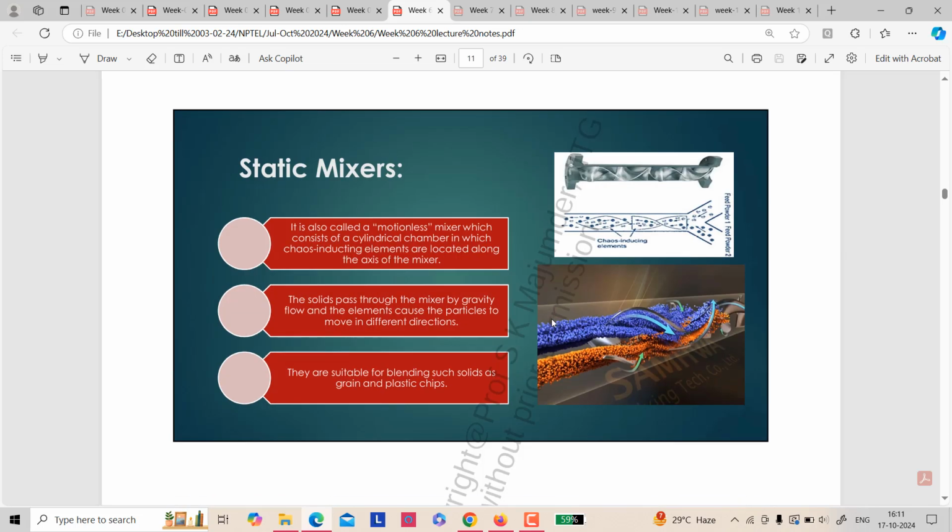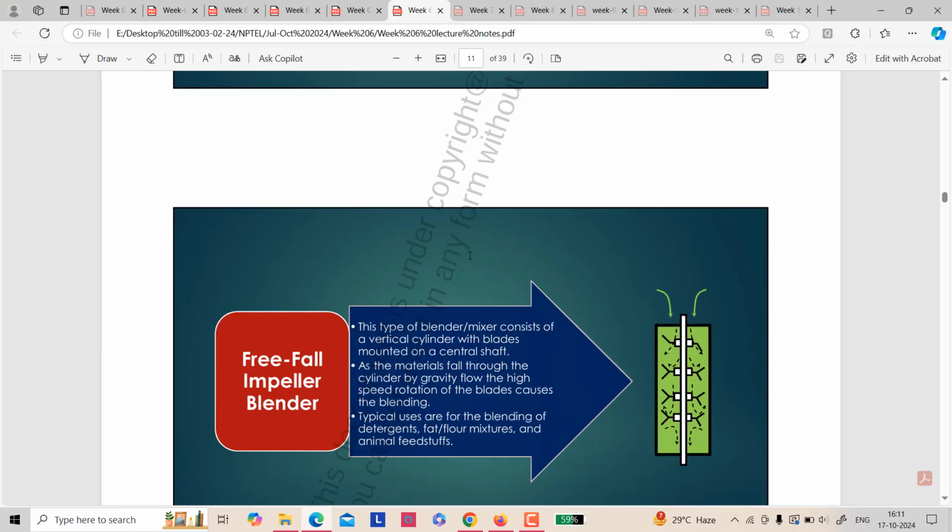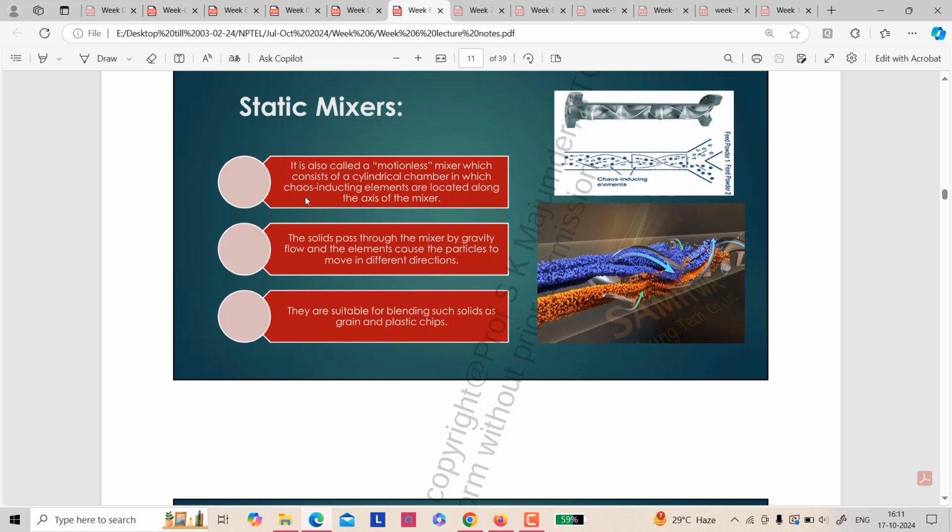So this is the static mixer. It depends on the direction; the mixing happens due to the directional change of the fluids. Chaos-inducing elements are located along the axis of the mixer, which helps in mixing.